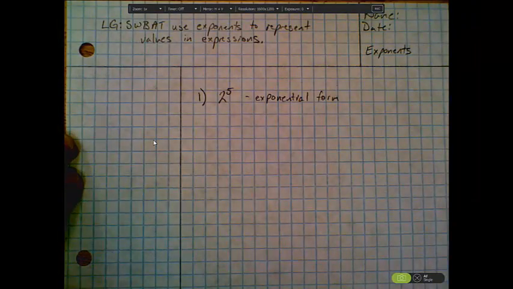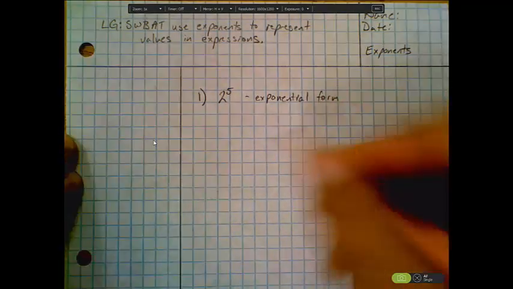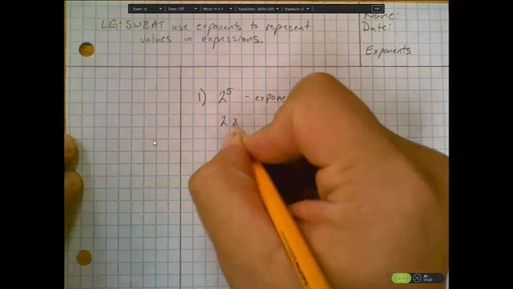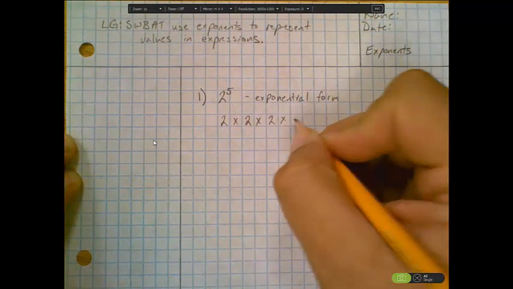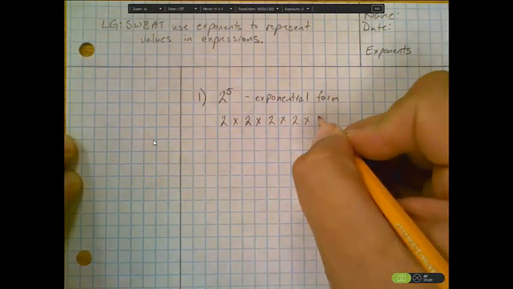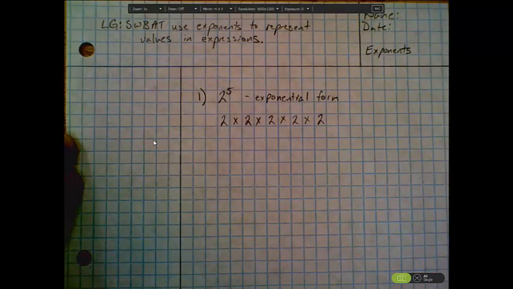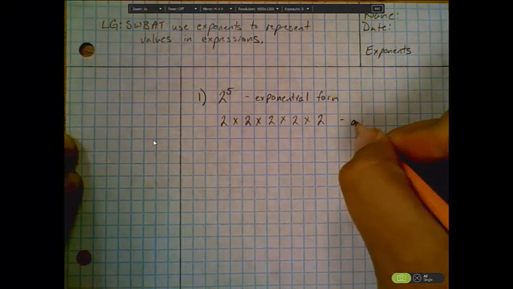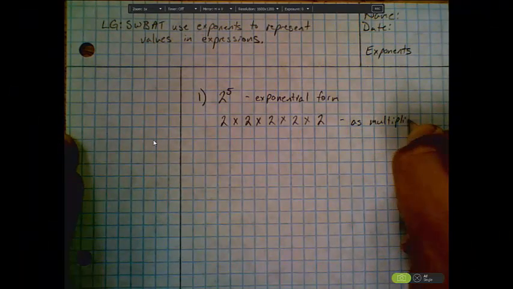The second way we can write it is as multiplication, and so we're going to use the 2 as our factor, and we're going to multiply that 5 times. So it's going to be 2 times 2 times 2 times 2 times 2. And so this is as multiplication.